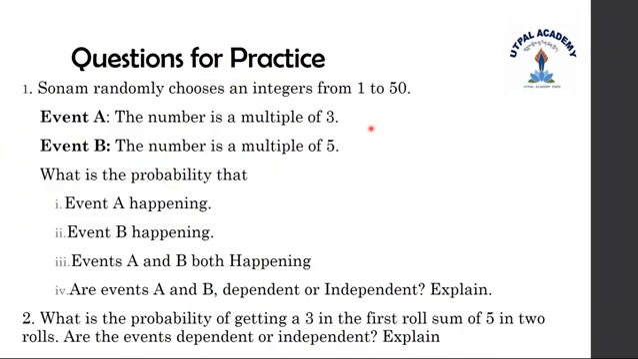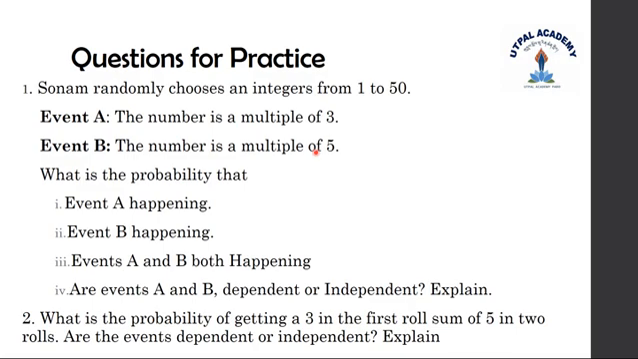So these are the questions for practice. Let me read it for you. Question number 1, Sonam randomly chooses an integer from 1 to 50. Event A, the number is a multiple of 3. Event B, the number is a multiple of 5. So here in this case what you need to do is choose the number from 1 to 50. Event A is multiple of 3. So from 1 to 50, what are the multiples of 3? You write it. Event B, from 1 to 50, what are the multiples of 5?